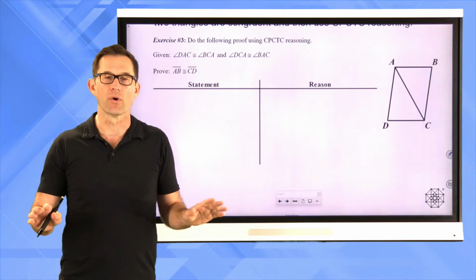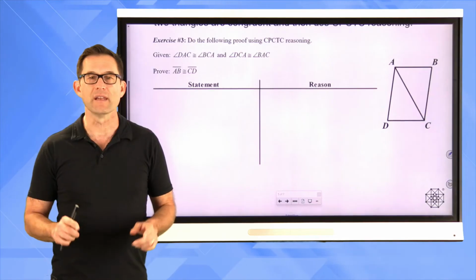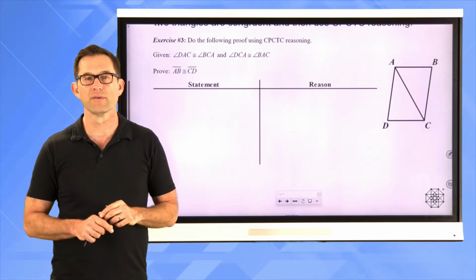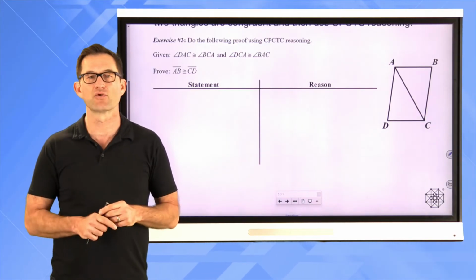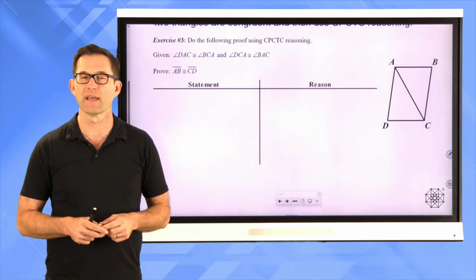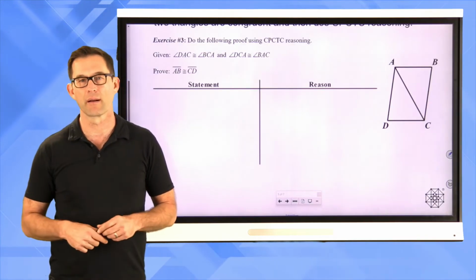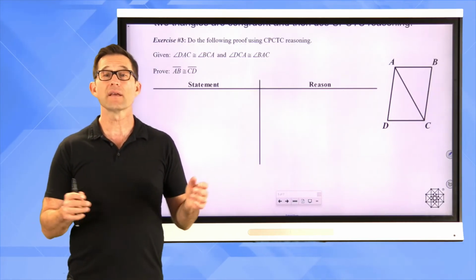You should never use CPCTC as a reason before you've proven that 2 triangles are congruent. If so, then your logic is completely reversed, and boy, do you suffer a big point penalty in terms of what kind of grade you'd get on a proof. Anyway, let's take a look at exercise 3.